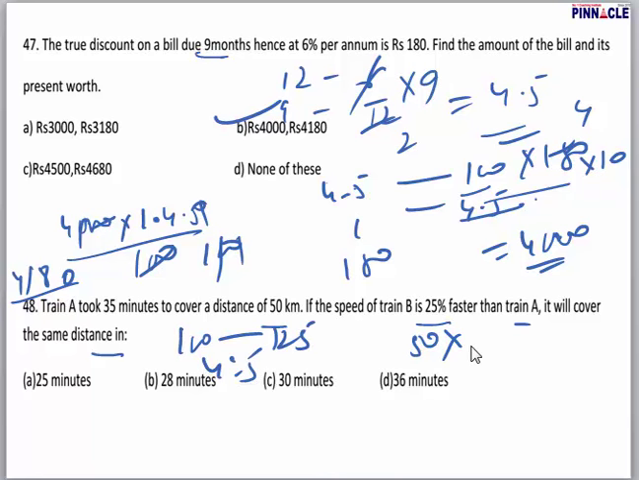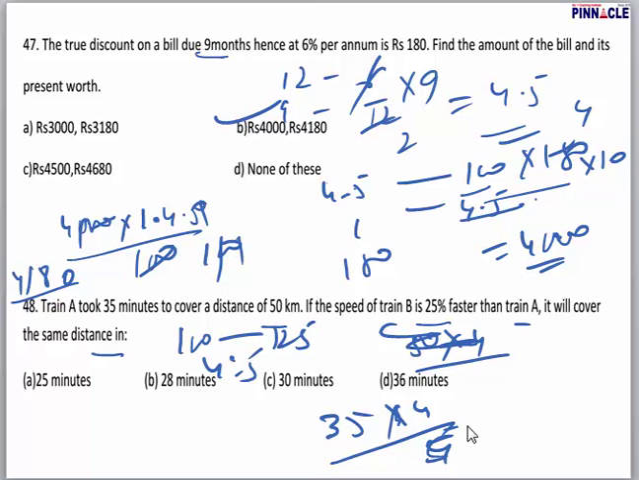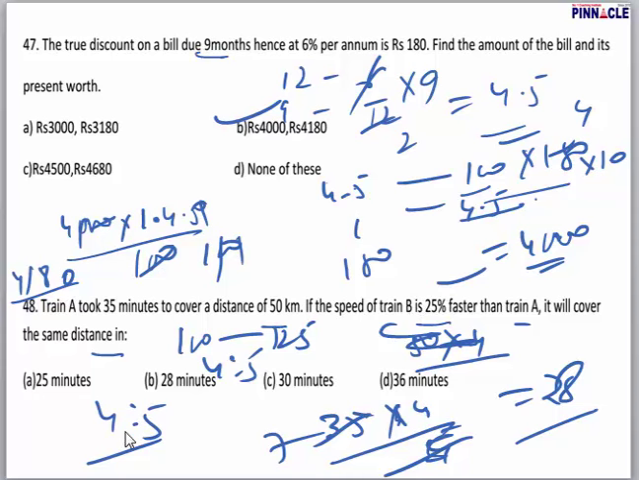It means if it is taking less time, then 35 minutes into 4 by 5, less time 4 by 5, 28 minutes is the answer, because the ratio of speed is 4 and 5. B is 25% more efficient. If this is running 4 kilometers, then it is running 5 kilometers. It means it will take less time, and how much less? 4 by 5. So the answer is 28 minutes. Answer is B. Question number 49.